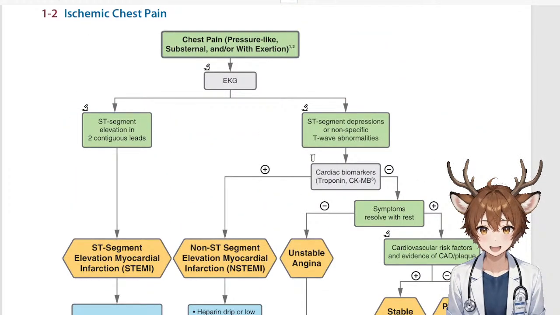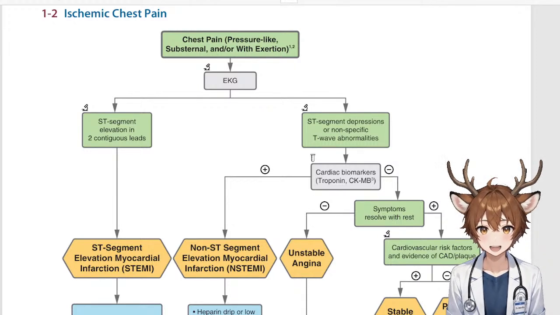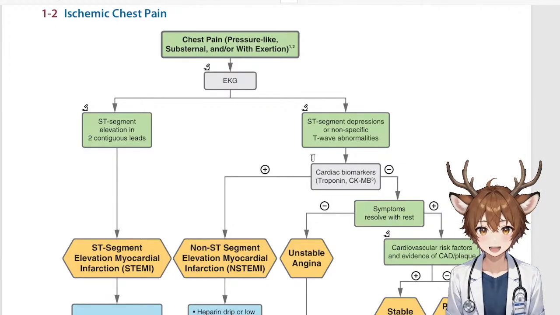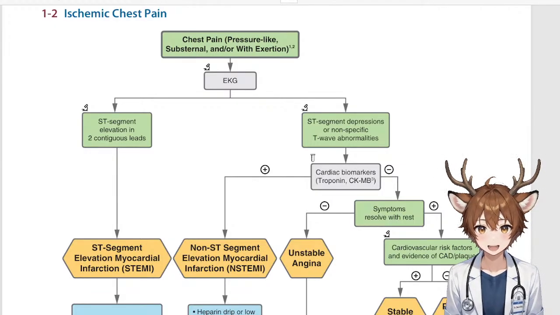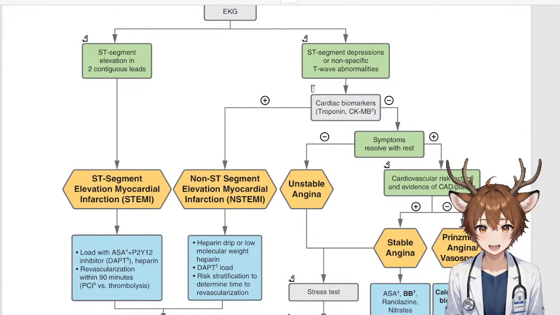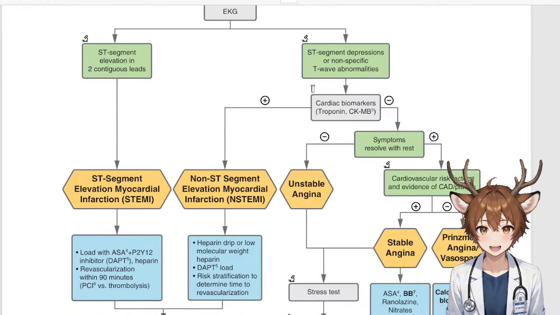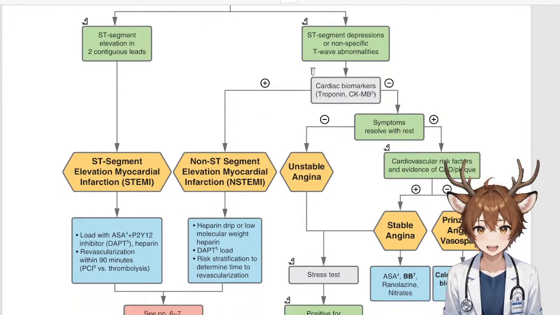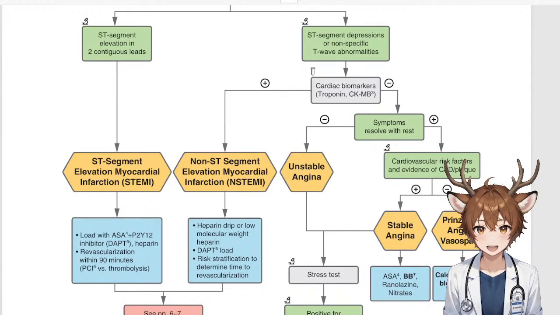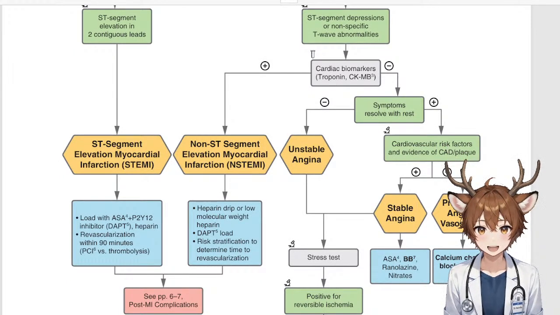Let's say we do the EKG, and actually it's not ST elevated, it's ST depressed or shows non-specific T-wave abnormalities. Well, in that case, we have to do cardiac biomarkers, so troponin and CK-MB, right? Let's say it's positive for troponins, positive for these cardiac biomarkers. What does that mean? Now we have an NSTEMI, non-ST segment elevation myocardial infarction. In this case, we're going to do a heparin drip or low molecular weight heparin, a DAPT load, and a risk stratification to determine the time to revascularization. And again, you can look at post-MI complications on a different page.